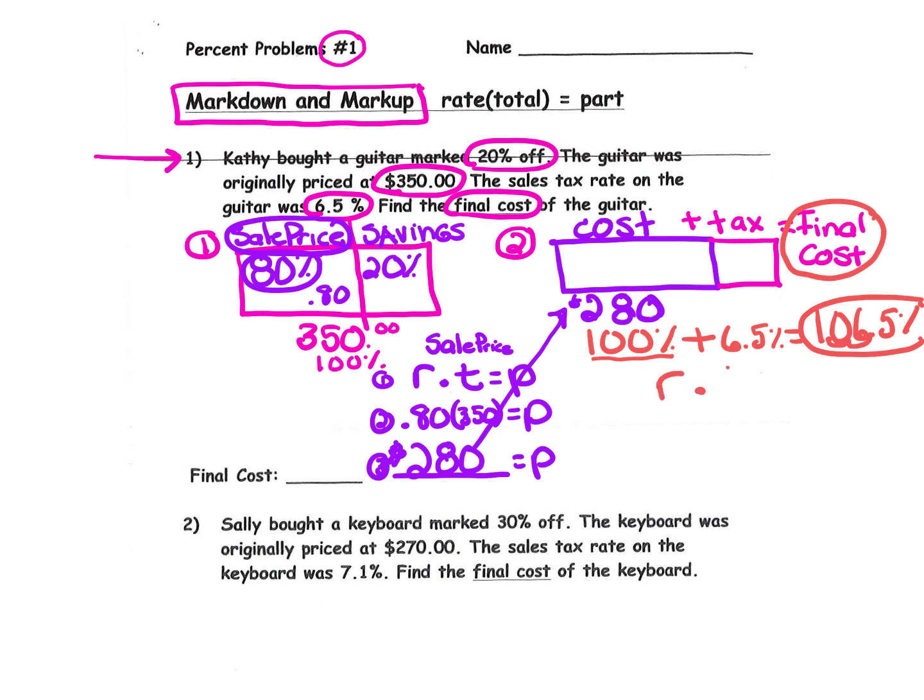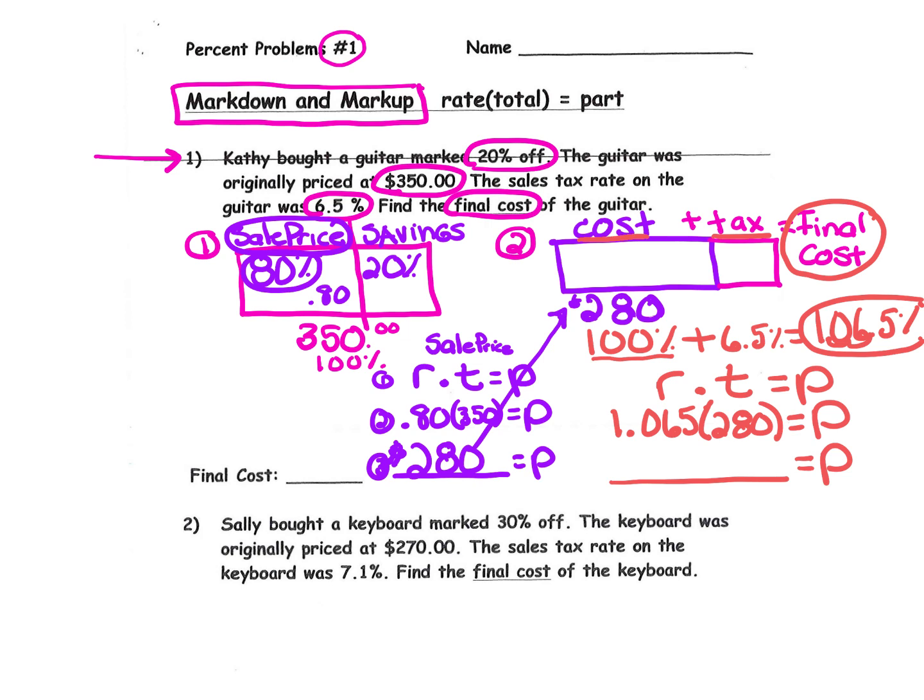We write our formula, R times T equals P, and we use the rate for the final cost, 1.065. When I say final cost, that's the cost of the item and the tax combined. And we're going to multiply that by the sale price cost of the guitar, $280. Take a moment, grab your calculator, and multiply.